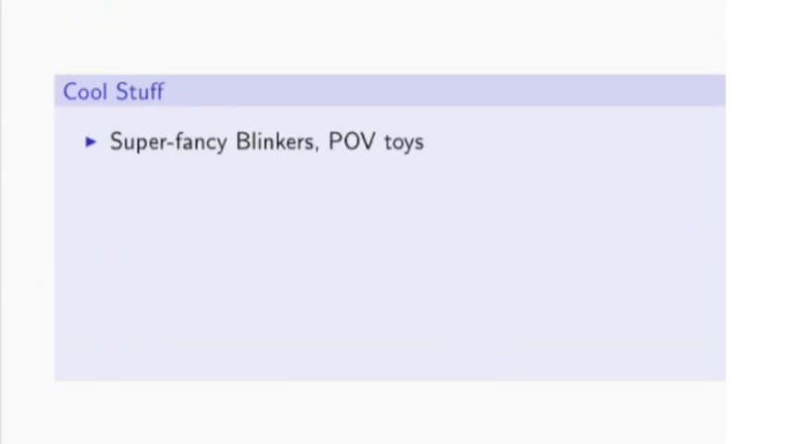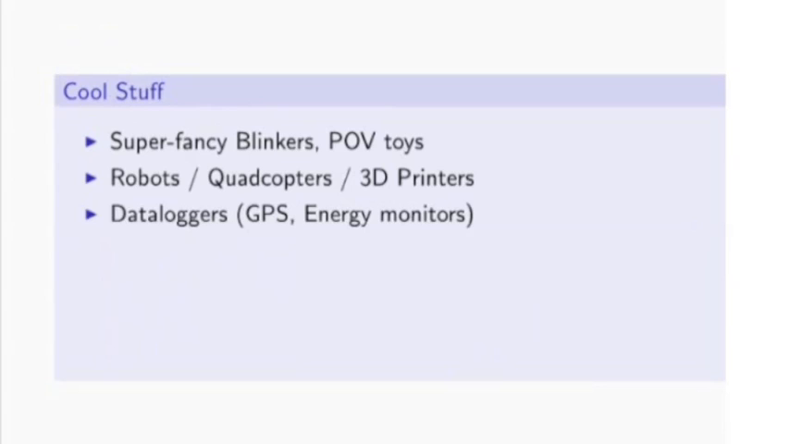What can you do with all this? Well, you've seen it all. I will skip through this slide pretty quick. You can make fancy blinkers, persistence of vision toys, robots, quadcopters, 3D printers run basically on AVR chips written in C. The RepRap claims to run Arduino, but really underneath it's mostly C with a couple header files. You can make data loggers, GPS, energy monitors. You can log your power over time. You can make your own USB devices, et cetera, et cetera.